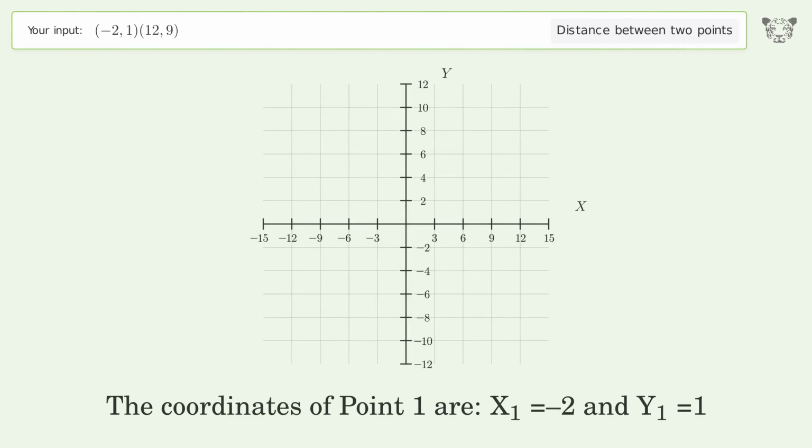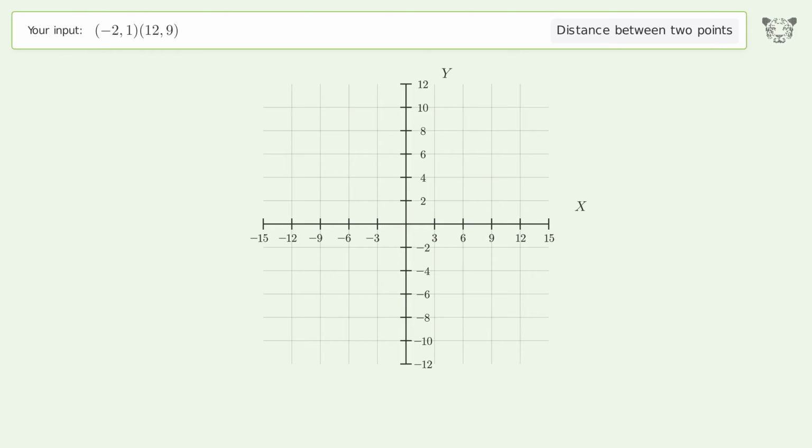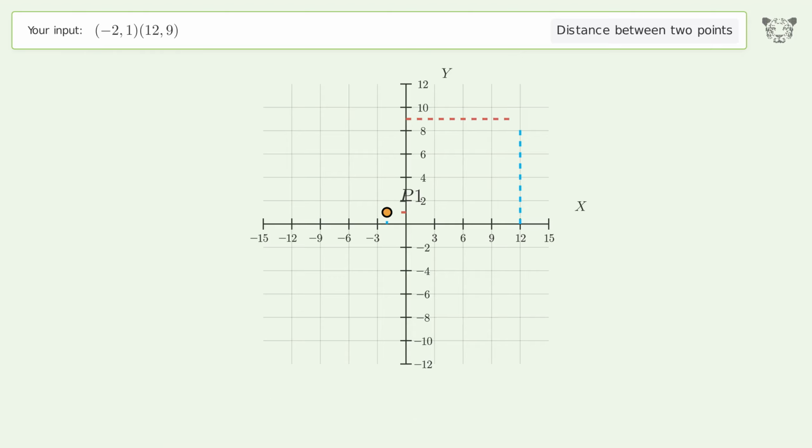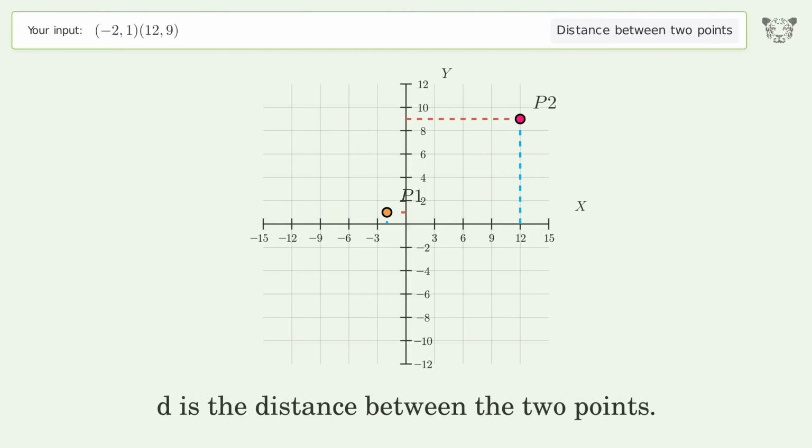The coordinates of point 1 are x1 equals -2 and y1 equals 1. The coordinates of point 2 are x2 equals 12 and y2 equals 9. D is the distance between the 2 points.